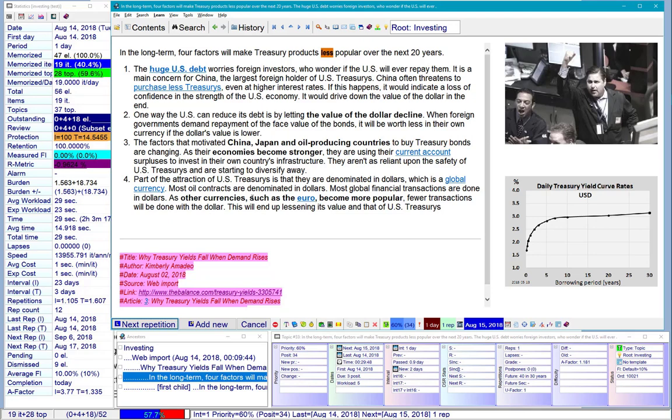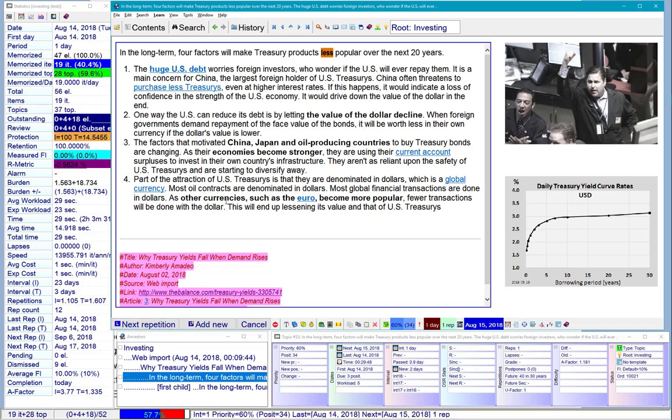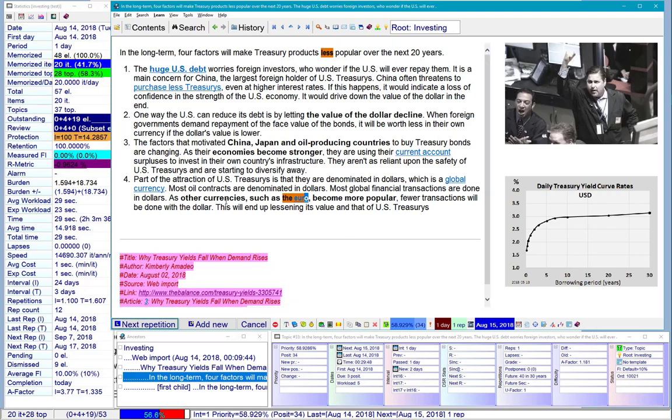Okay, I have a rough idea what the reasons are why treasury products will be less popular. I'm still tempted to make an item on this. I never learn lists or sets like this. That's unmemorizable in general. In the long term, I'll never be able to say those four things out of my memory. But maybe which currencies? Euro? Euro could be more popular. That'd be nice. Okay, so we have two items on that.